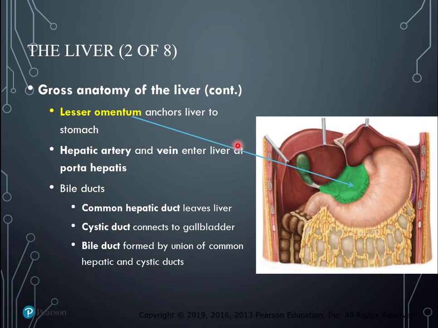So lesser omentum. This is again your lesser omentum, the same picture that I showed you earlier. The lesser omentum, that green area right there, anchors the liver to the stomach. The hepatic artery and hepatic vein enter the liver at the porta hepatis. I'm afraid these are all lab, and therefore I'm just leaving it to you to identify in the lab.